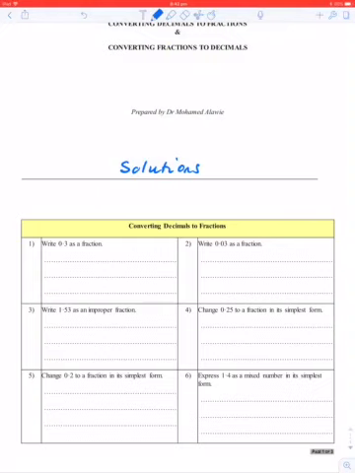If you look at question 1, convert 0.3 to a fraction. This is very straightforward. All it is 3 over 10. And students should be familiar with this from the decimals topic. Question 2, convert 0.03 to a fraction. Very simple again, 3 over 100.